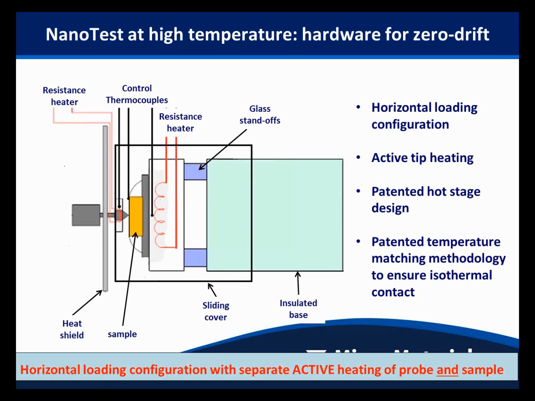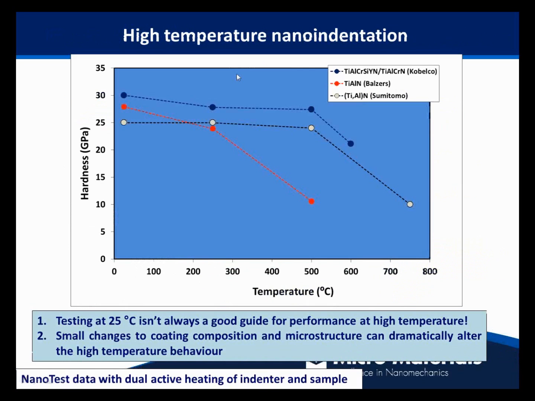So it's a horizontal loading configuration with a separate active dual heating of the probe and the sample. When you do that, you can really get some quite nice data. So this is an example of some data we've done over the years, looking at 3 different hard coatings, done again for cutting tool applications.